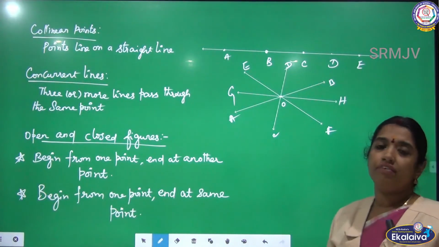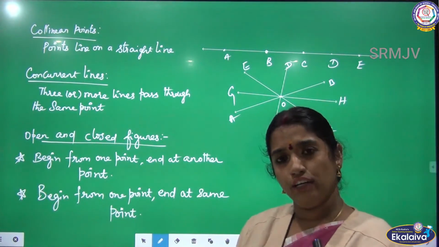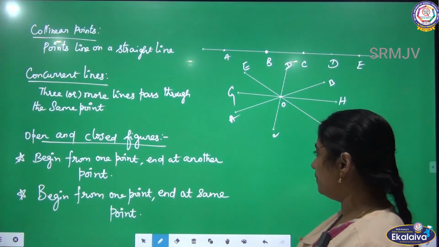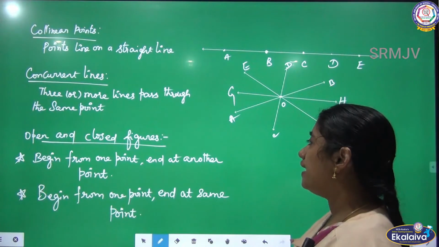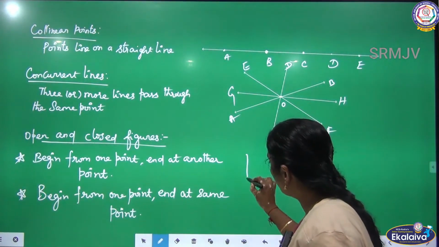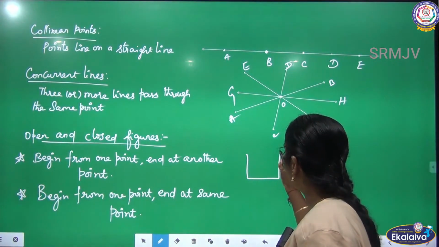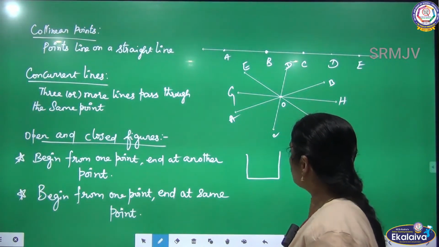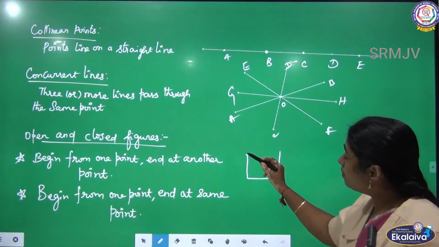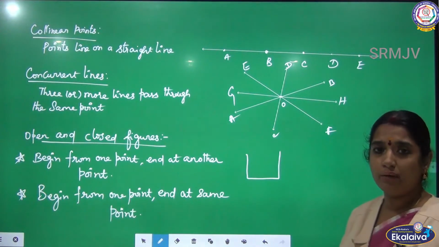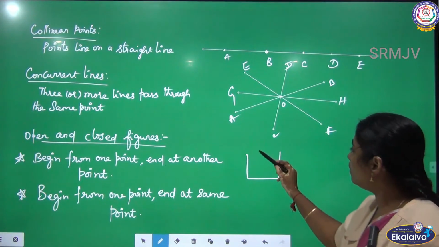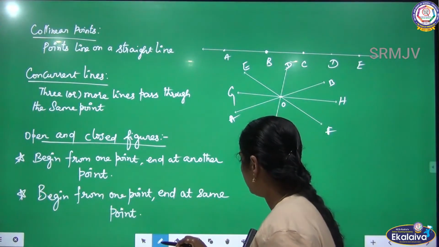Next we will move on to open and closed figures. See, begin from one point and end at another point. For example, I am starting here, drawing one line segment, again one line segment, and again one line segment, and I stop up to this. I am starting at one place, but I end at another place. So it is an open figure. See here, you are having a gap. Okay, listen.